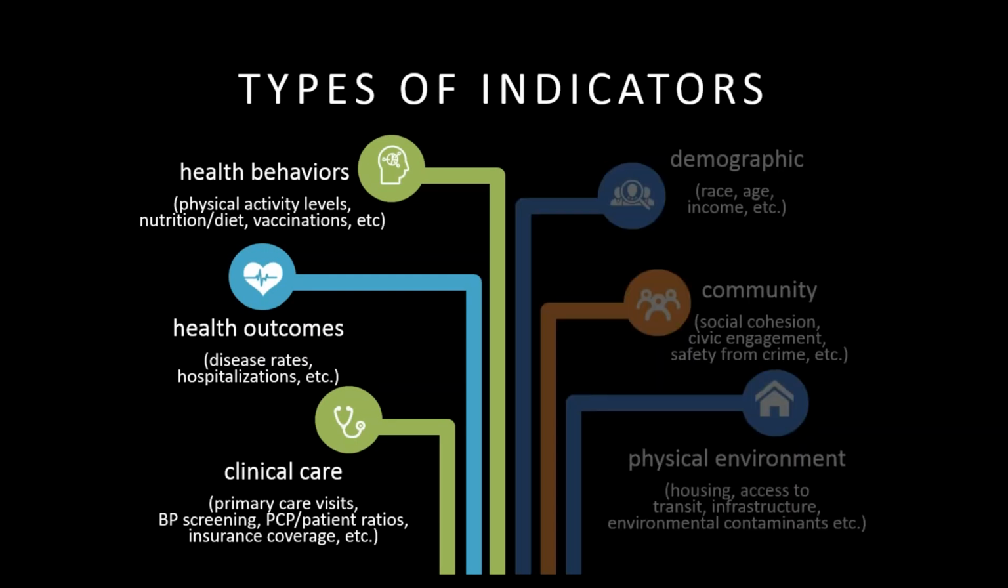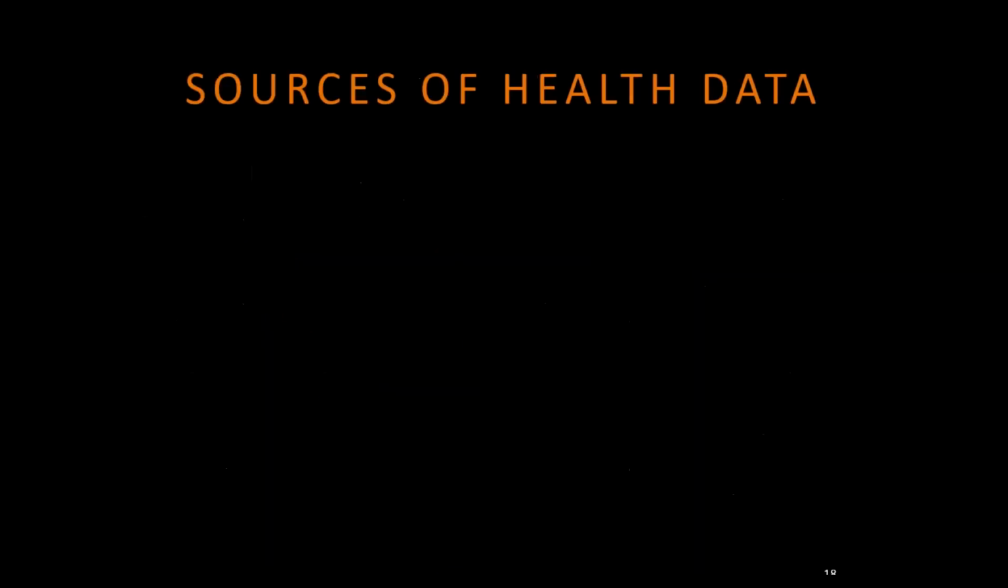So because this is a health info webinar, I'm going to focus a little bit on some of the health data sources. So that covers the three areas we just talked about: health behaviors, health outcomes, and access to clinical care. So these kinds of data sources are available from a number of different places and different types of sources.